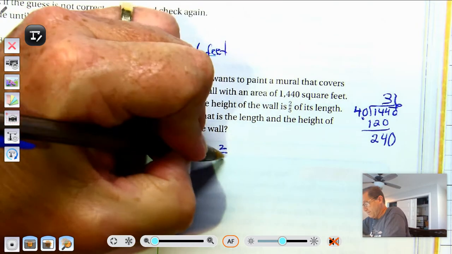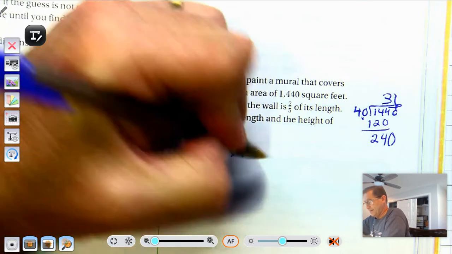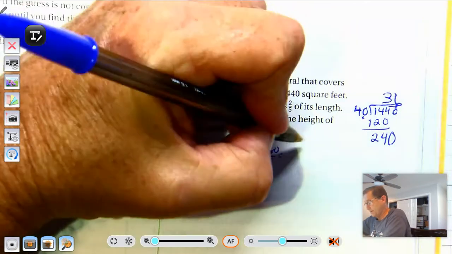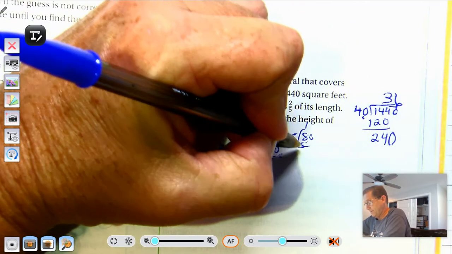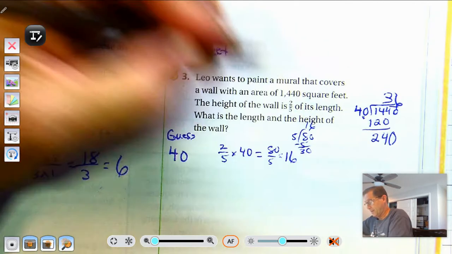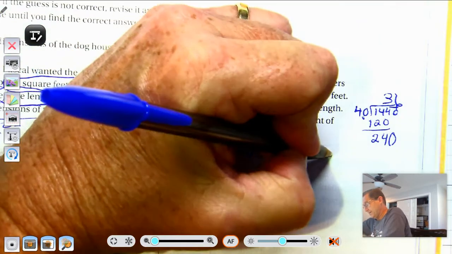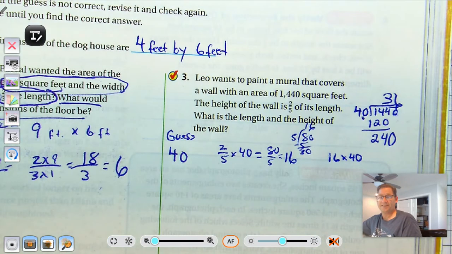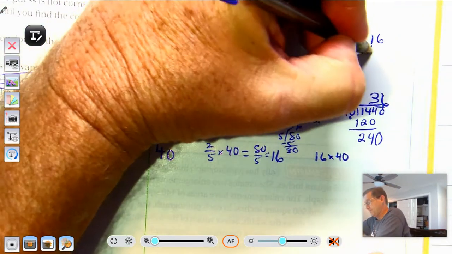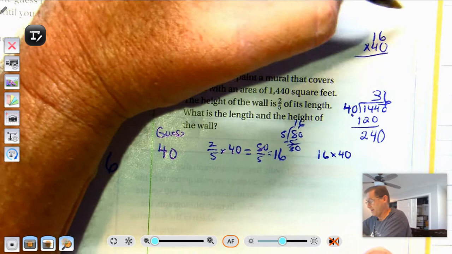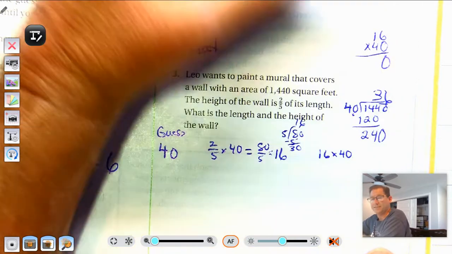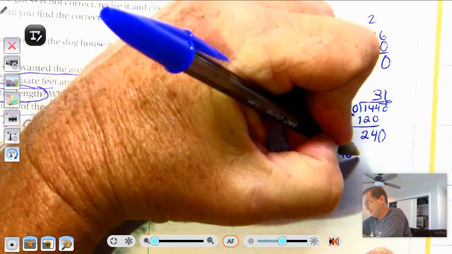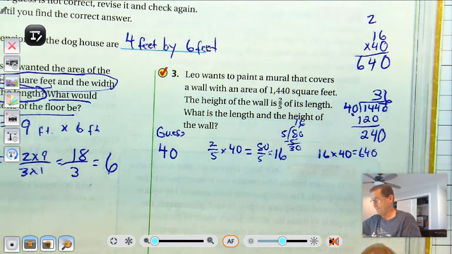I'm going to take 2/5 of 40, and that's going to give me 80/5, and 80 divided by 5 is 16. All right, so we're going to try 16 by 40. 16 times 40. Well, I know if it's multiplied by a multiple of 10, it's going to end in a 0. 4 times 6 is 24. And 4 times 1 is 4, plus 2 more is 6. So I get 640.